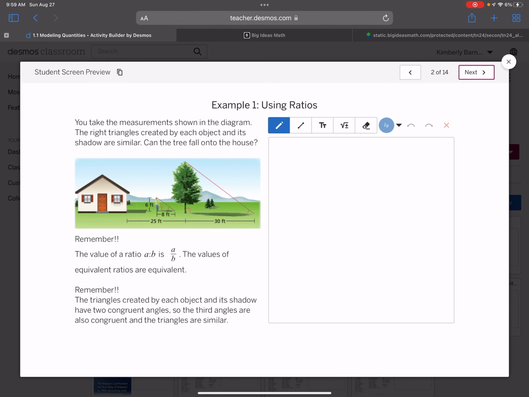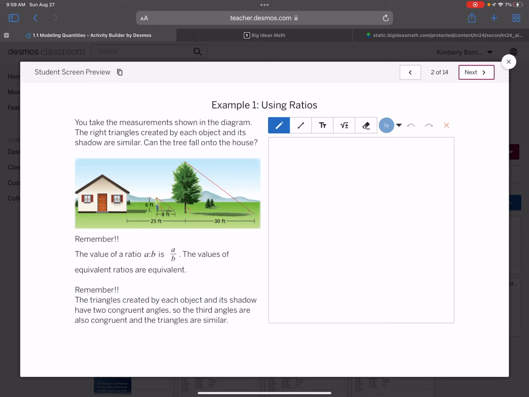Alright, example 1, using ratios. So this ratio problem or proportion problem is going to be something that you saw in geometry. If you remember the topic, similar triangles. So looking at my picture, I've got two right triangles, so they're similar. And they're asking, can the tree fall onto the house? So I need to know the height of the tree to see if it'll fall on the house.